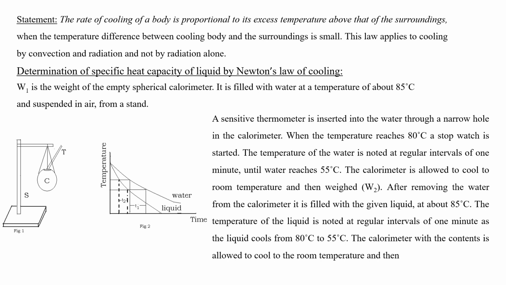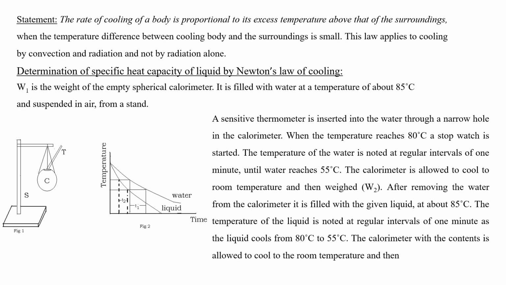A sensitive thermometer is inserted into the water through the narrow hole in the calorimeter. When the temperature reaches 80 degrees Celsius, a stopwatch is started. The temperature of the water is noted at regular intervals of 1 minute. When the water reaches 55 degrees, the calorimeter is allowed to cool to room temperature and then weighed. That weight is noted as W2.